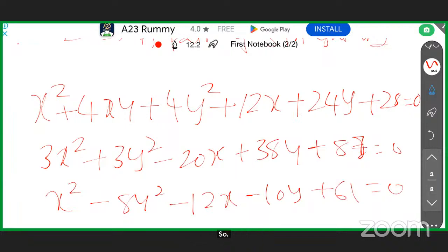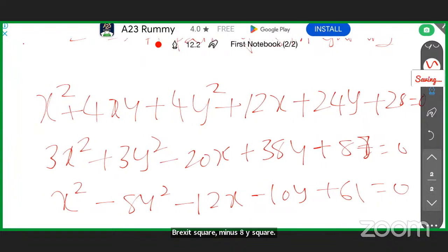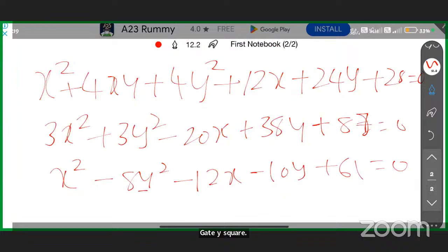Try to find the locus of all these three equations and tell me. I don't want the value of delta or ABC, I should know what the locus is. Then tomorrow we'll discuss and see where you have gone wrong, which condition you have not taken properly. Sir, what is the third equation? The third equation is x square minus 8y square minus 12x minus 10y plus 61 is equal to 0.